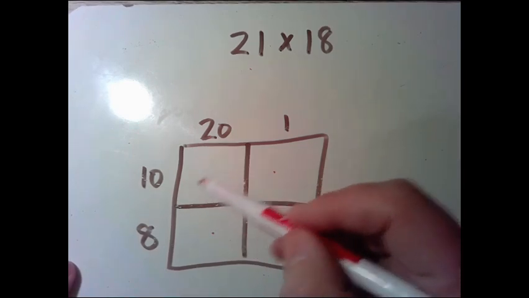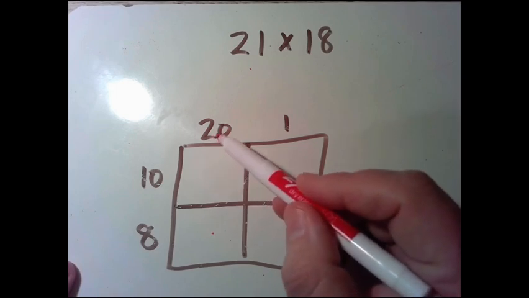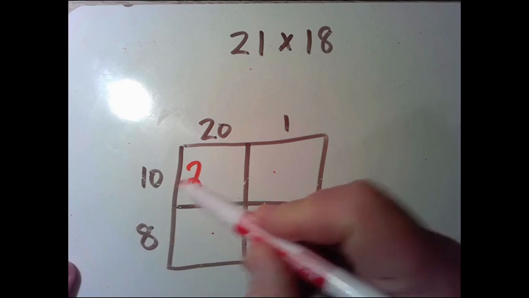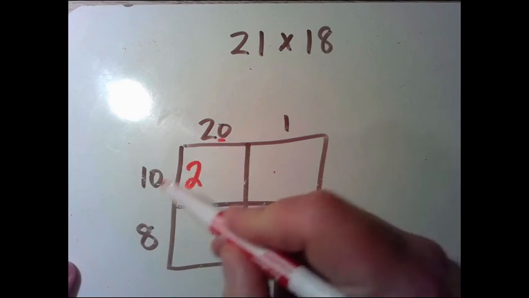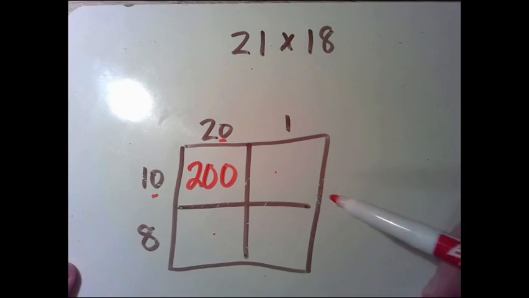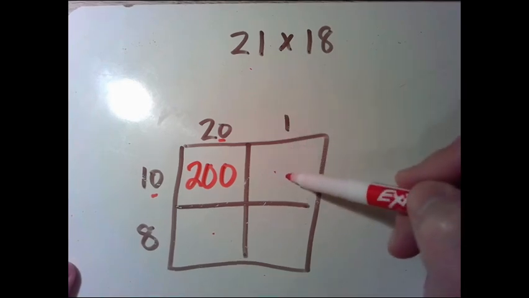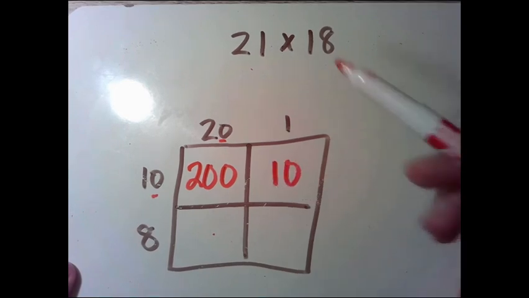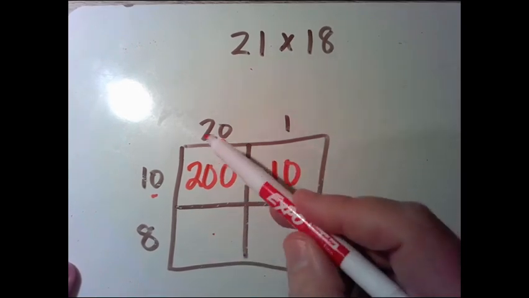So I'm going to start with my top left. 20 times 10. Well, 2 times 1 is 2. Then I got two zeros here. I got a 0 here and a 0 here. So that is 200. Now I'm going to do this square. So 10 times 1. Well, that's an easy one. That's 10.